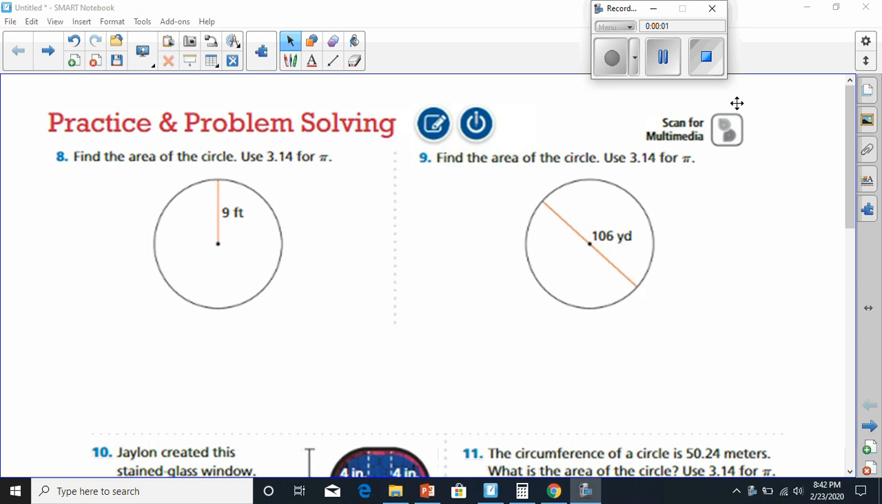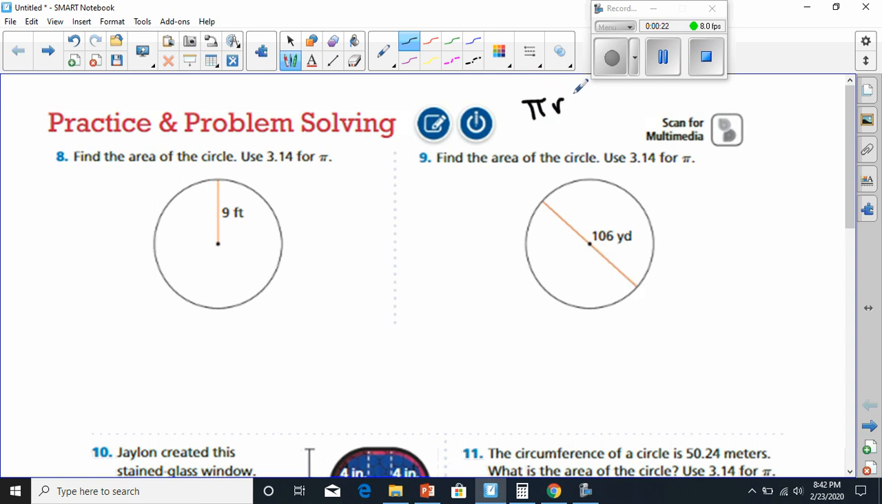Today we're going to be solving problems involving the area of a circle. I'm going to do the even ones today since we're starting with 8. So let's begin. Find the area of the circle using 3.14 for pi. Remember, the area of a circle's formula is pi r squared. That's going to equal the area of a circle.